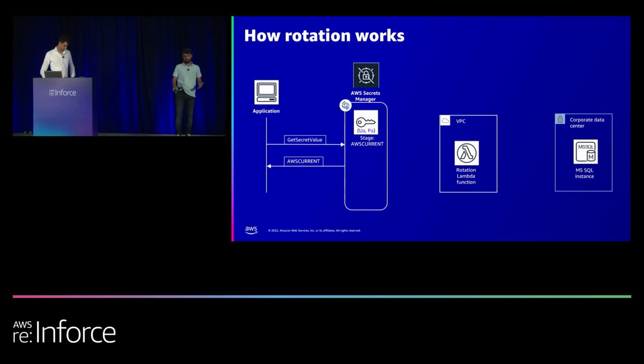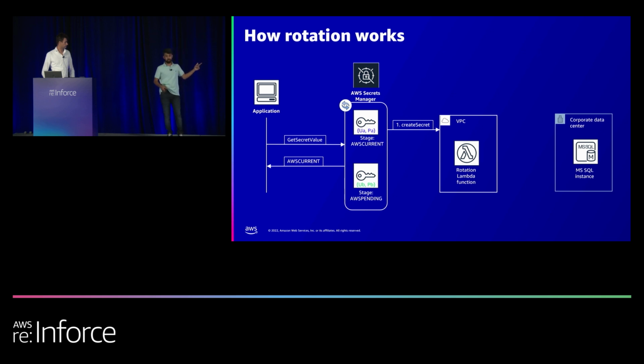So the first thing that happens is rotation gets kicked off. The way this happens is either something calls the rotate secret API, or this is a scheduled rotation, which means you've previously configured rotation, and this is just one in a series of rotations. Secrets Manager invokes your rotation Lambda, and the rotation Lambda in turn creates a new version of the secret within Secrets Manager. We'll call this version B, username B, password B. When this version is created, it's labeled with AWS pending.